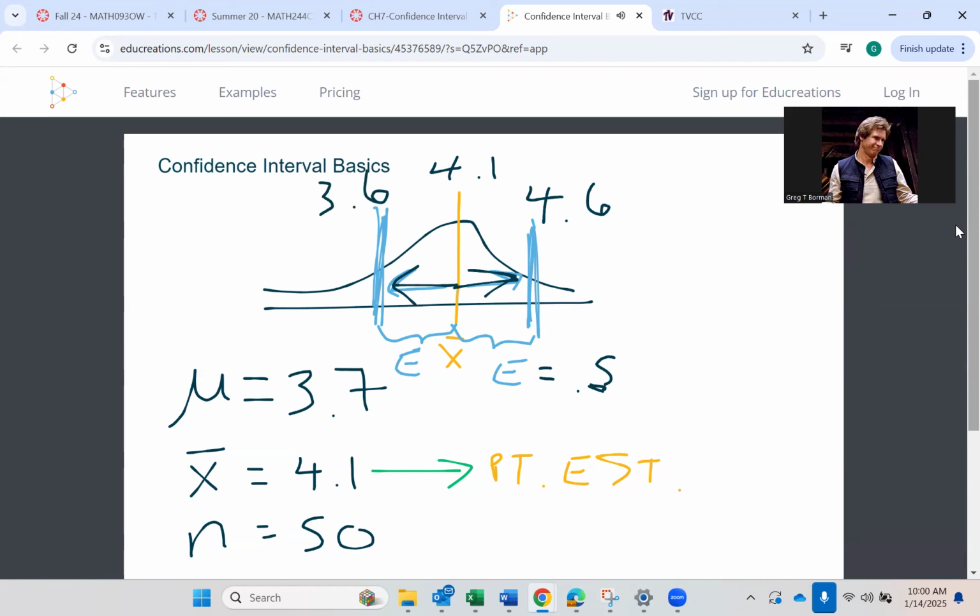And you've done things like this in your own life, just without a fancy formula. Someone says, about how many donuts do people eat per week? And you might say something like, I don't know, somewhere around 3.6, 4.6 donuts. Or you might say 4.1 donuts, give or take half a donut. And you're doing a confidence interval. You're just not doing it explicitly, which is fine.